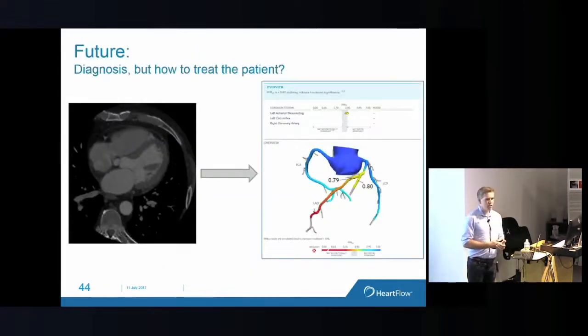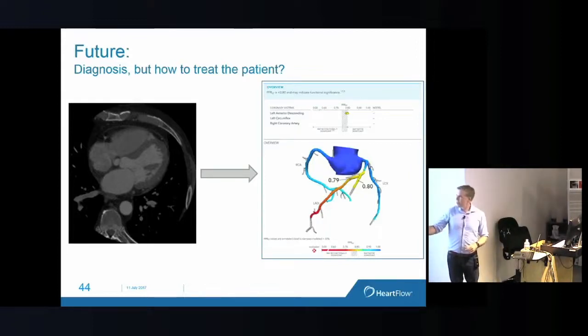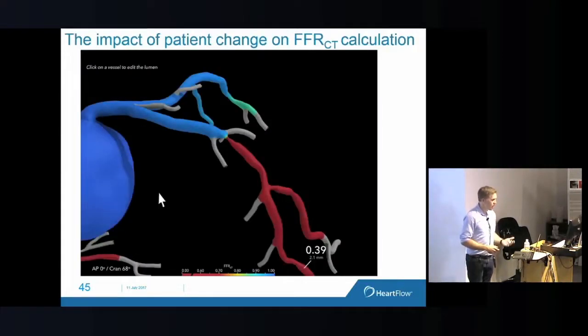I want to talk a little bit about the future and some of the directions that we want to take the technology. So when the patient gets imaged, we calculate an FFR. This is a diagnostic test, which can tell the physician or suggest to the physician, this is a patient that may be better suited for a stent or maybe better suited for medical therapy. But it doesn't necessarily answer all the questions.